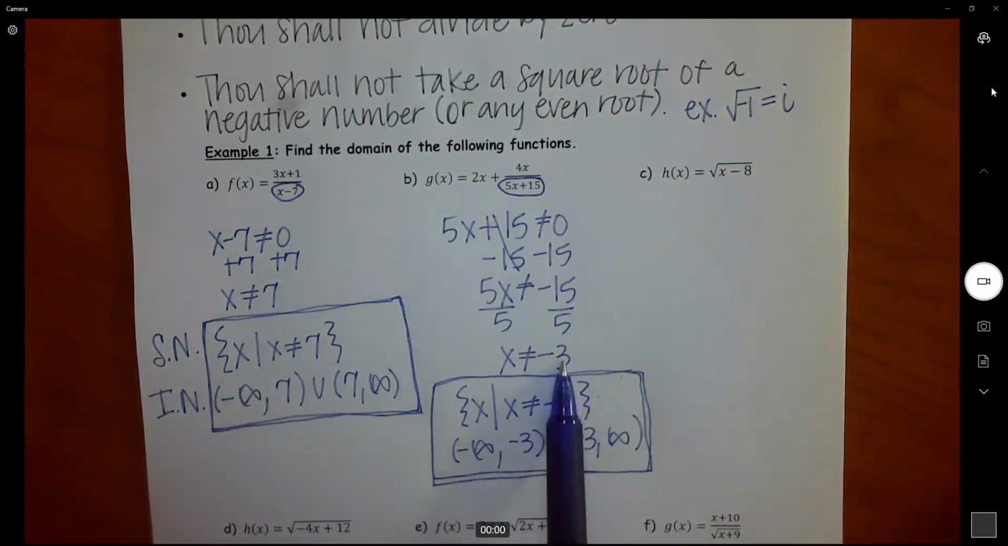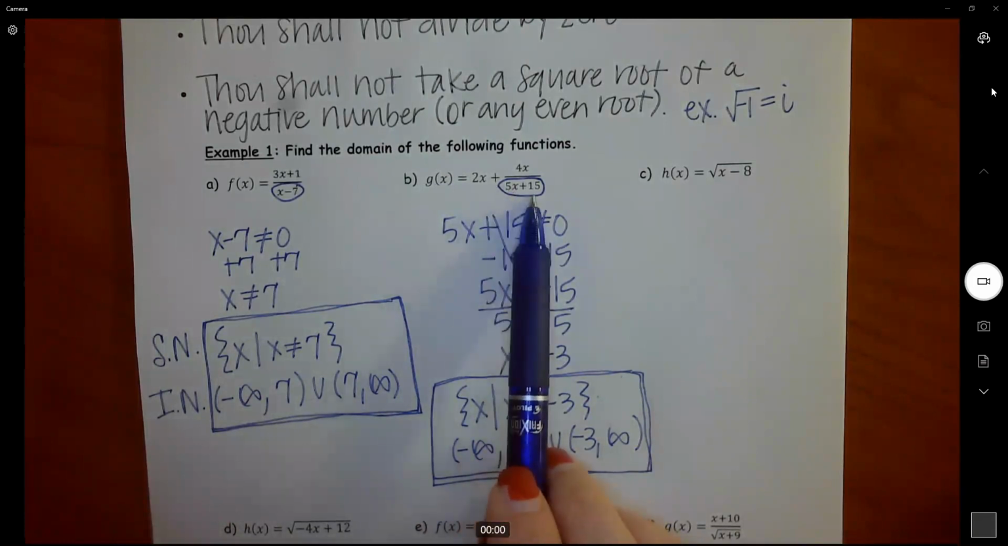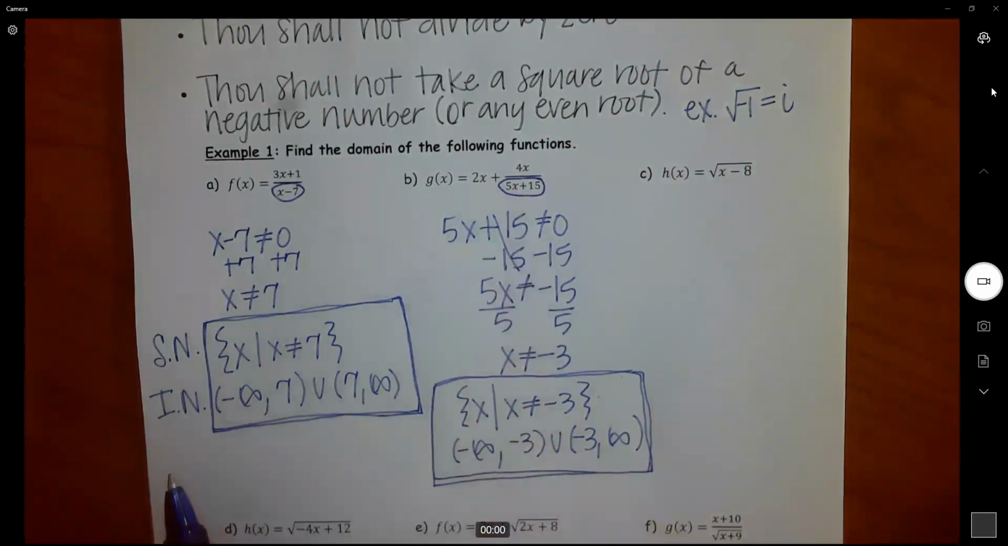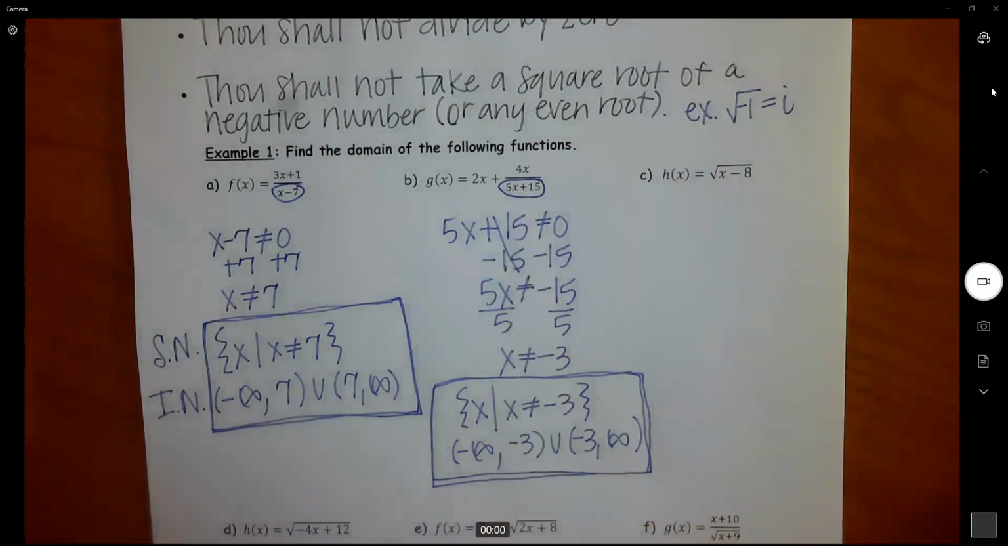And same thing, if you plug in this -3, 5 times -3 is -15, and -15 plus 15 is 0. So that is the only number that we can plug in here where we divide by 0. So that means it's the only number that my domain cannot be.